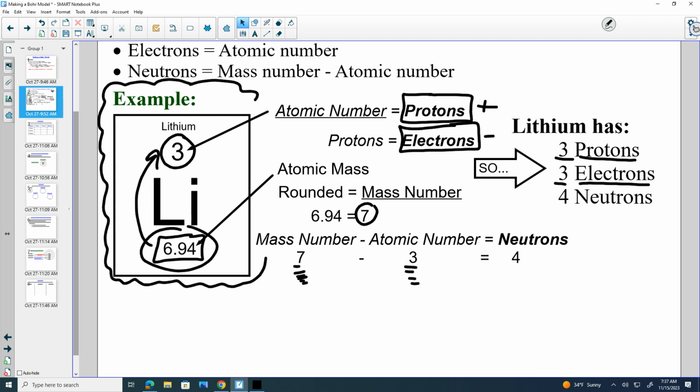When you round it, it becomes the mass number. Mass number for this element, lithium, is 7. Subtract the atomic number, which in this case is 3, and you get the number of neutrons, which is 4 neutrons. Okay, before we move on to making it, let's just go over one more real quick.